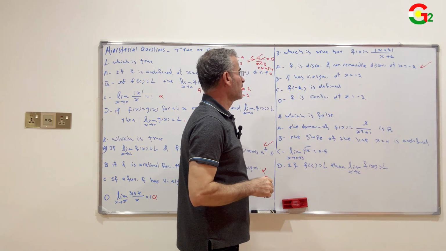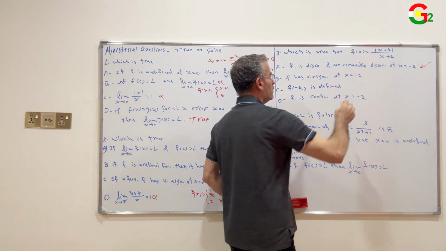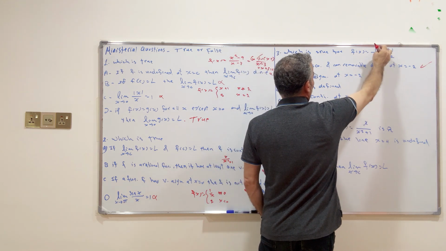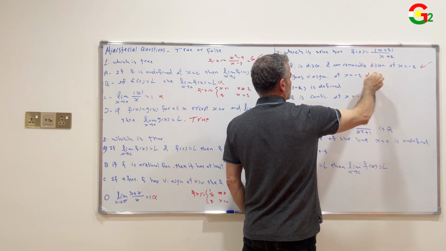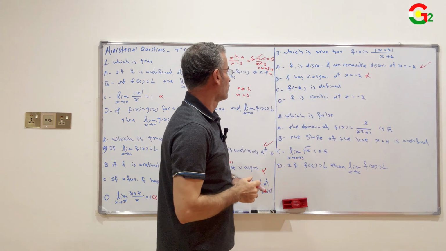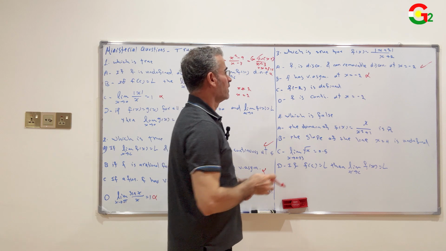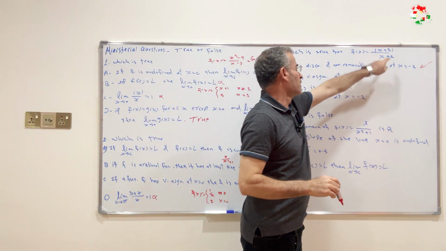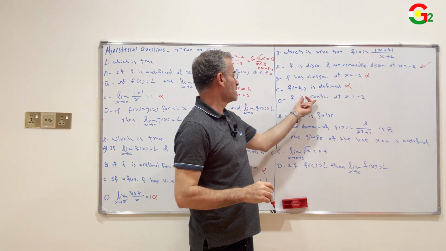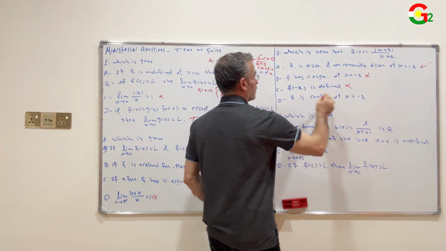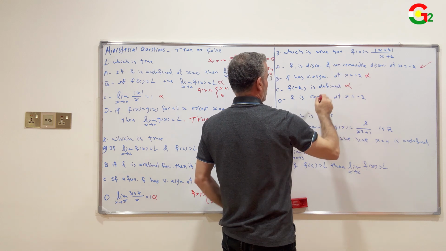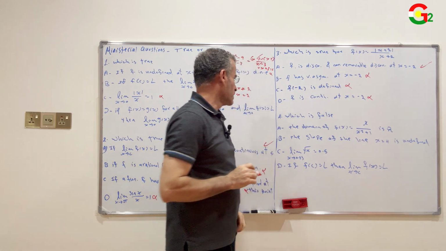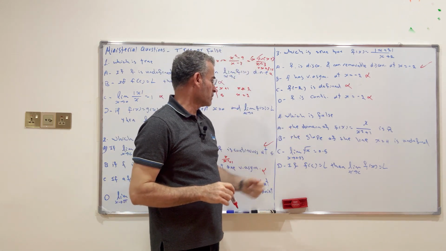F has a vertical asymptote at x equals negative 2. X equals negative 2 is not a vertical asymptote since negative 2 makes the numerator also 0, so this statement is wrong. F of negative 2 is defined, wrong. Negative 2 is not in the domain of this function since it makes the denominator 0. F is continuous, it is not continuous because negative 2 is not in the domain. The right choice is A, which is false.